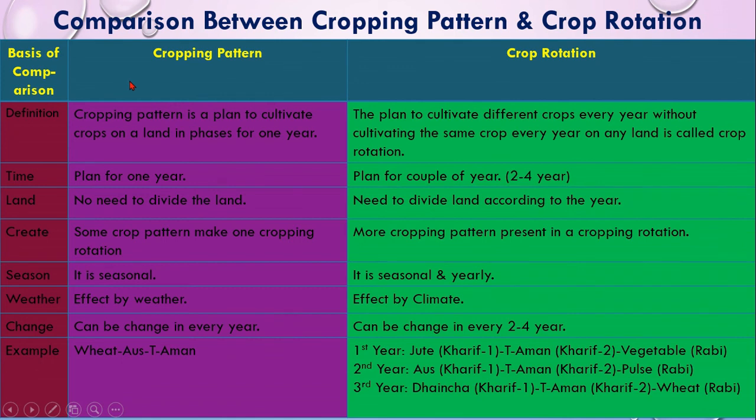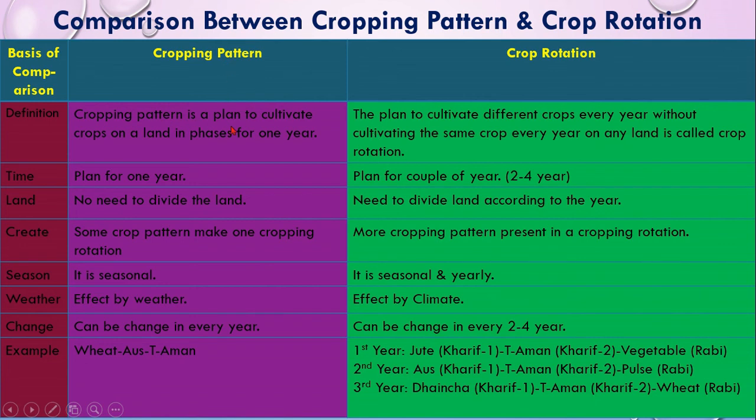Now the basic comparison between cropping pattern and crop rotation. First of all, we know that cropping pattern is for 1 year and crop rotation is for 2 to 4 years. Let's have a look. Definition: cropping pattern is a plan to cultivate crops on a land in phases for 1 year. And crop rotation is the plan to cultivate different crops every year without cultivating the same crop every year on any land.